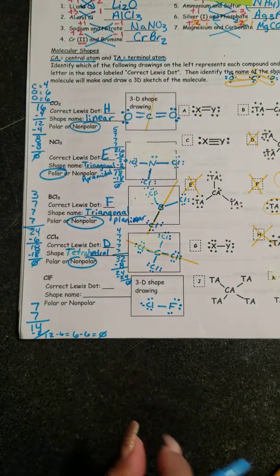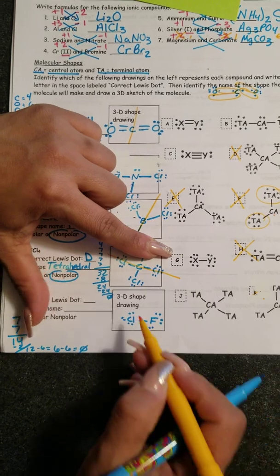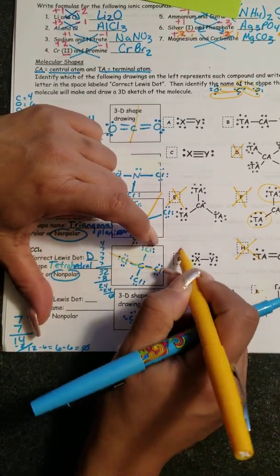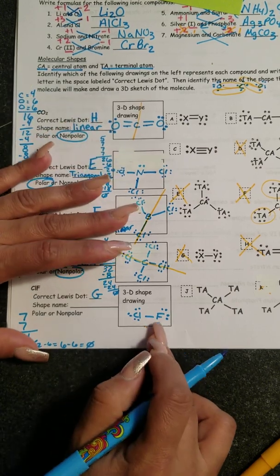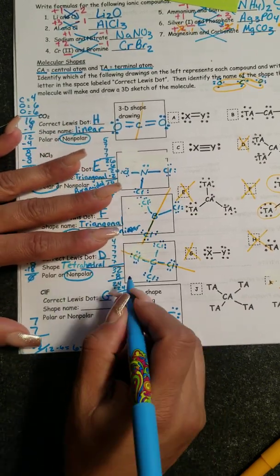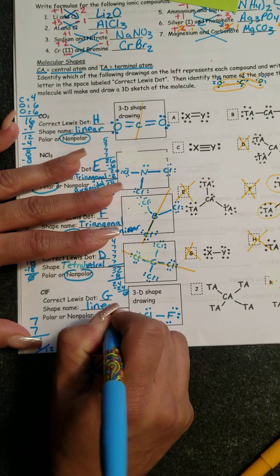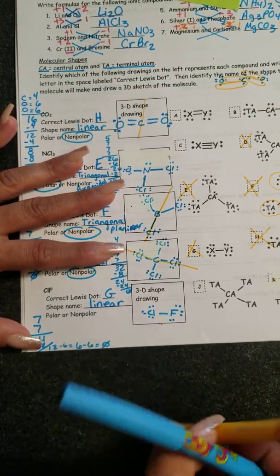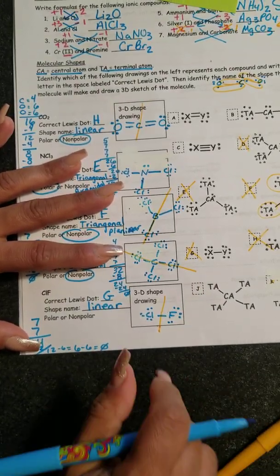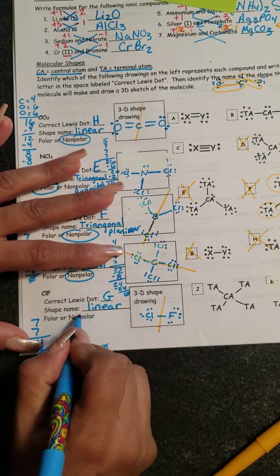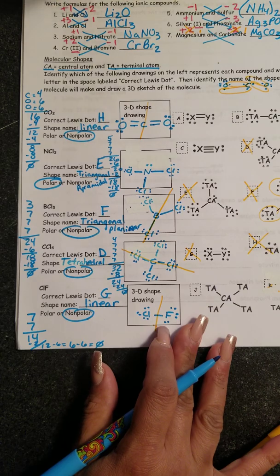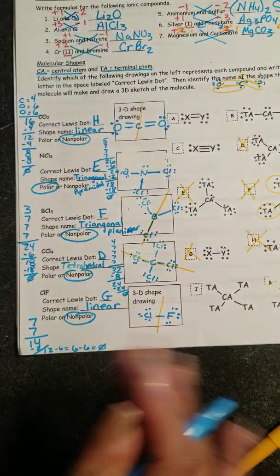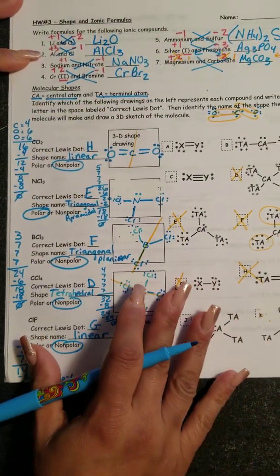Which one matches this? Do you see letter G matches my drawing? So G. Again, if I have a drawing that is a straight line, we call it linear. And I can absolutely draw a line right through it, and that makes it a nonpolar molecule.